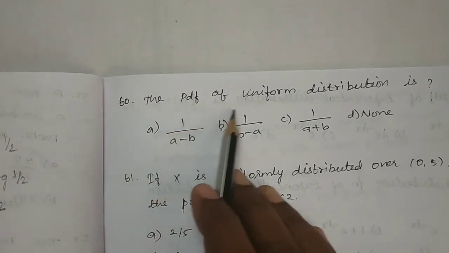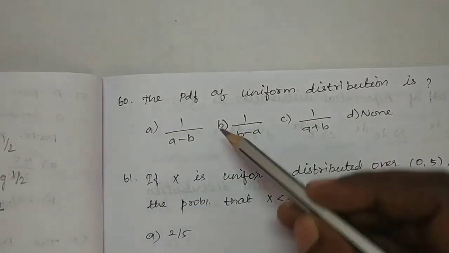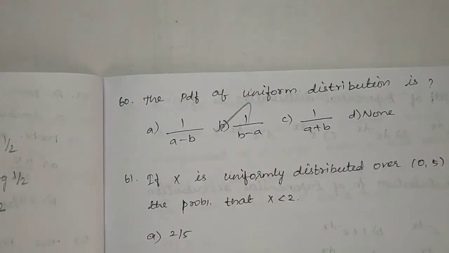Next question, the PDF of uniform distribution is 1 by b minus a.